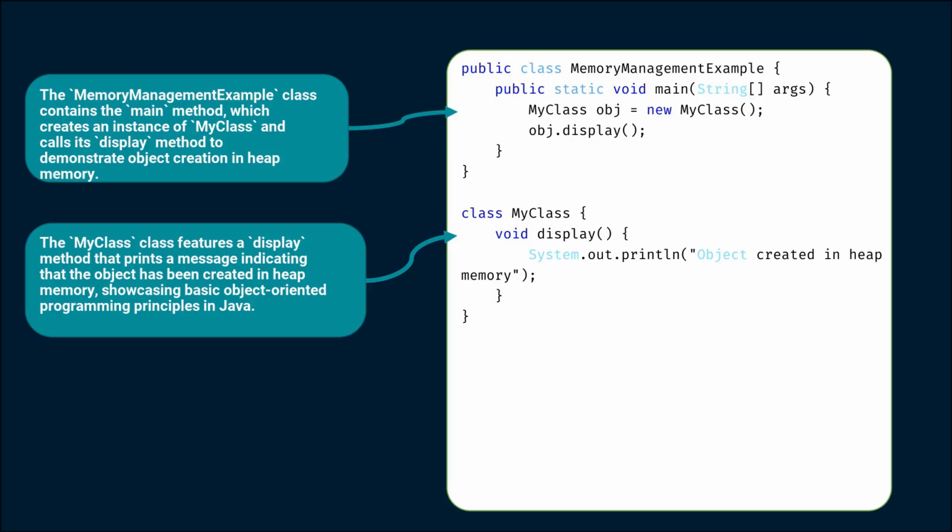This simple yet insightful example reinforces our grasp of key memory management concepts, emphasizing the role of the JVM in handling memory efficiently and providing a foundational understanding necessary for writing robust Java applications. Understanding such principles will guide us in optimizing our code and managing memory more effectively in future lessons.